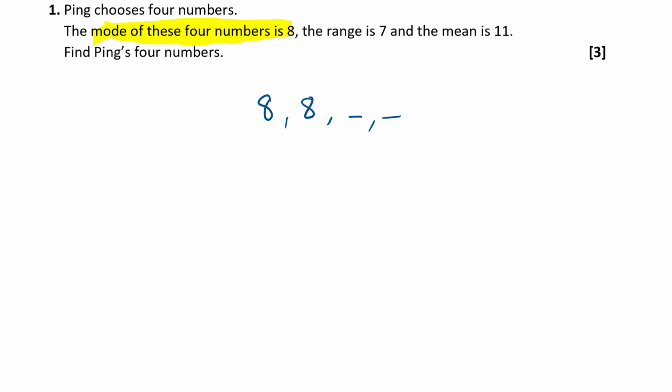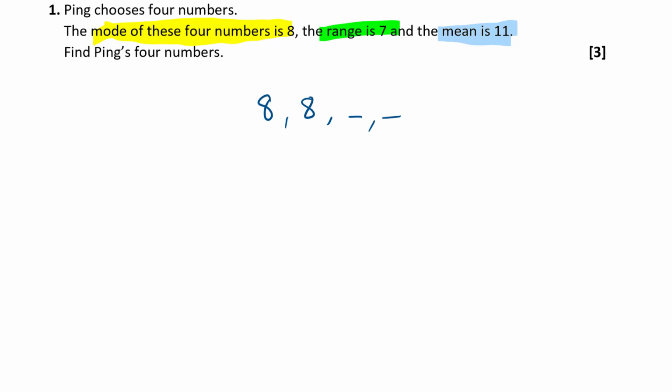The second fact is that the range is 7, which means that the highest value subtract the lowest value must be 7. Now, I can't be sure what our highest and lowest is yet. I'm not sure I can use that fact just yet. I might come back to that one. Right, and then we've got the mean of our 4 numbers is 11. That one I can use straight away.